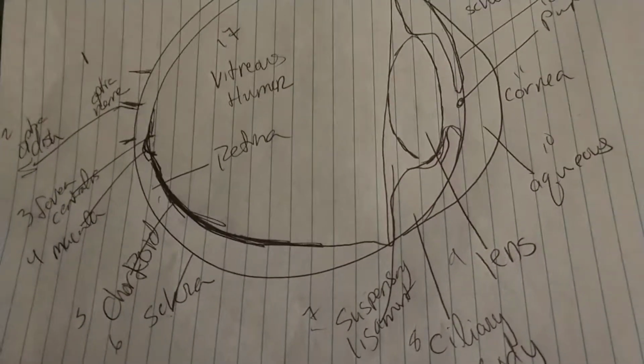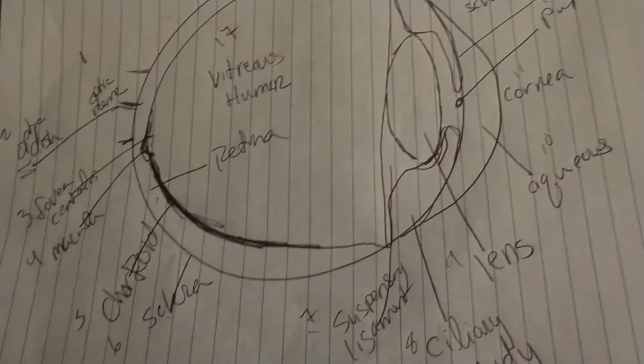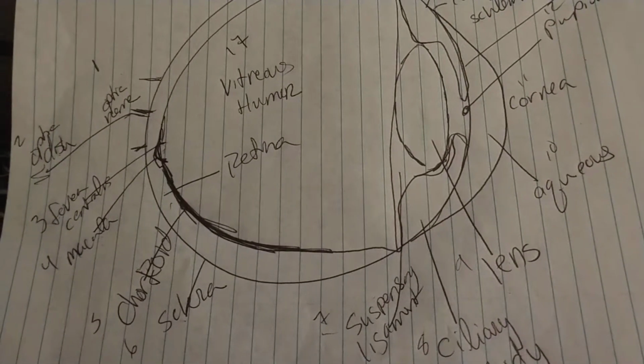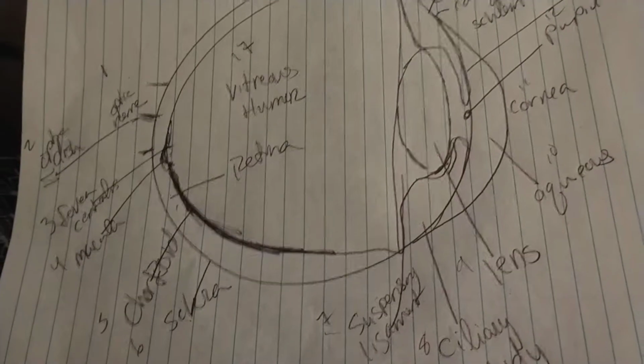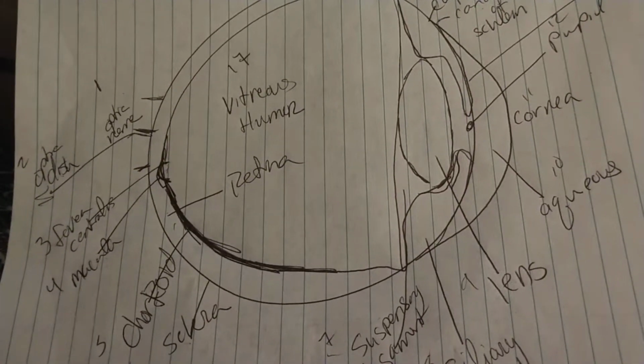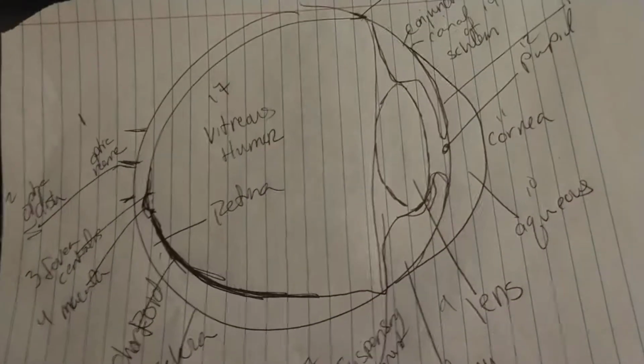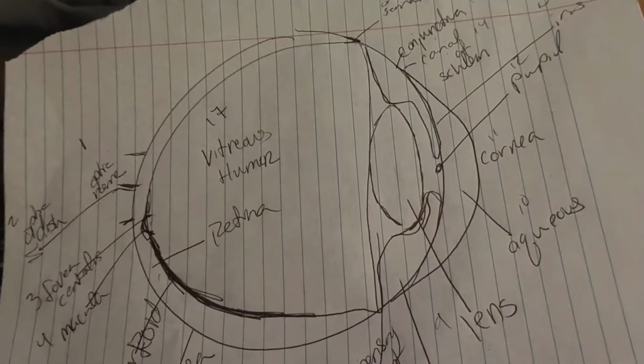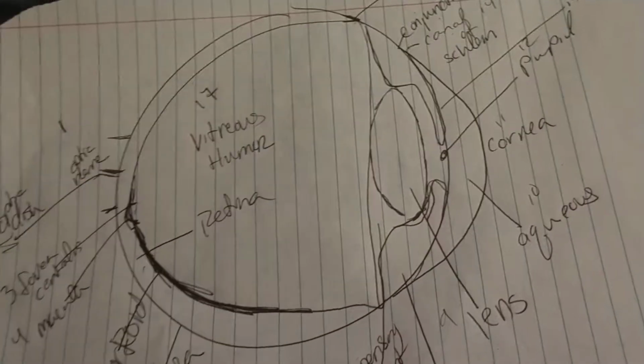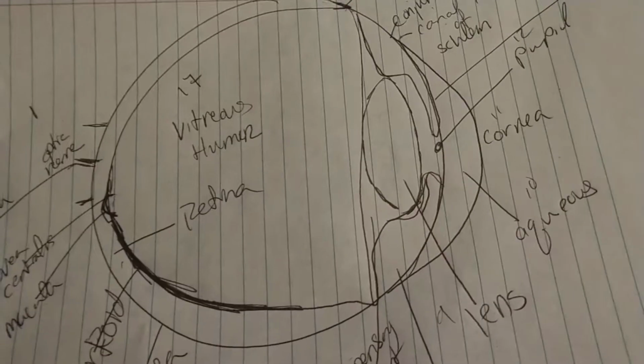Moving on to the choroid. The choroid is the layer between the retina and the sclera, consisting primarily of blood vessels which provide nutrition to the retina. So the choroid is very vascular. It's bringing blood to the eye, and essentially feeding the eye.